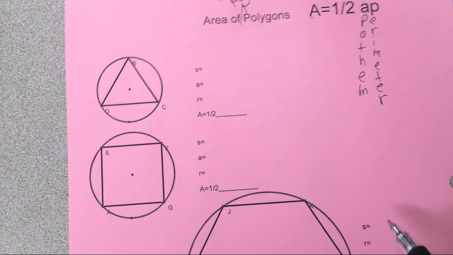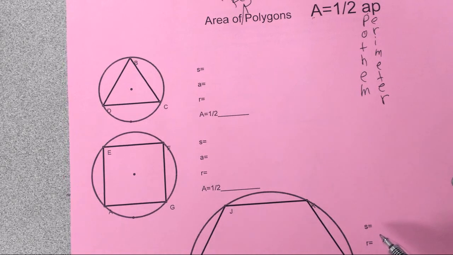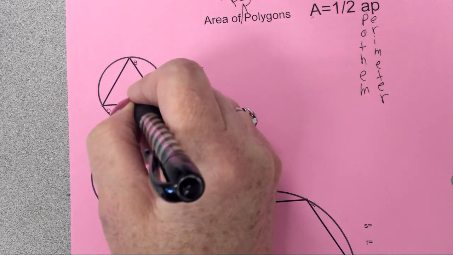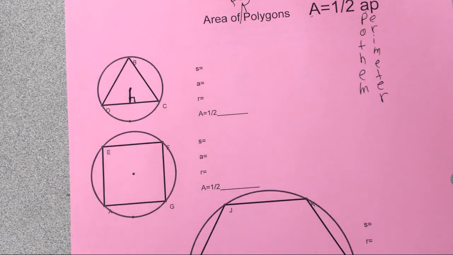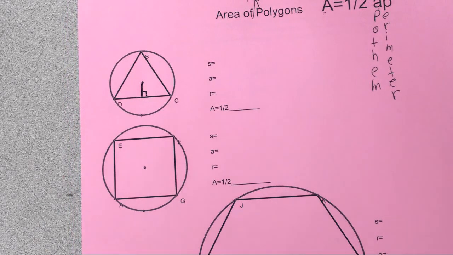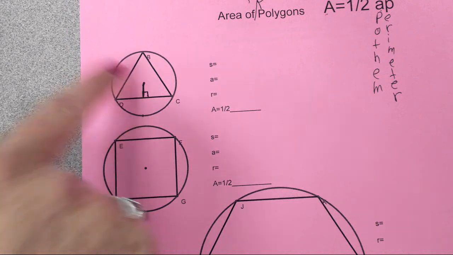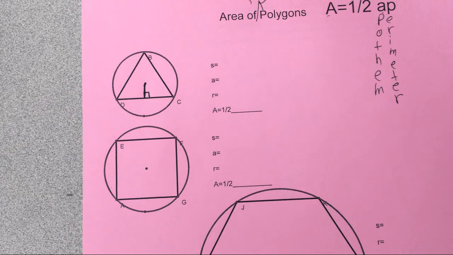Now we'll find out what an apothem is. Well, an apothem is this little line here. It's not really a height. If it was a height, it would go all the way to the top of the triangle, wouldn't it? But it is kind of a height.